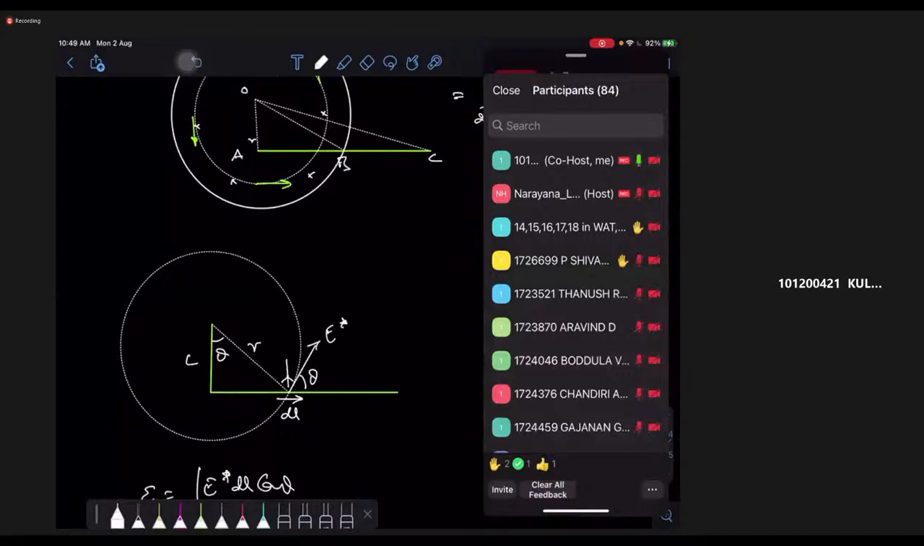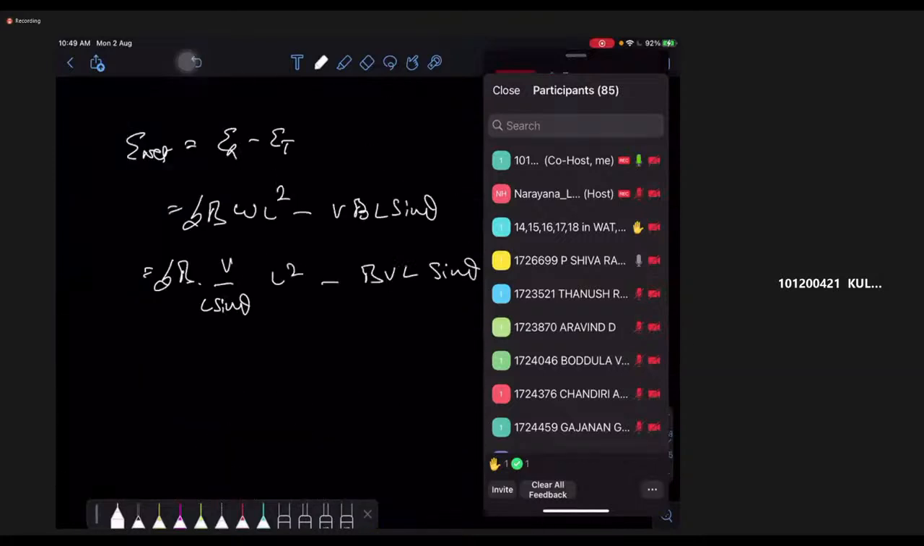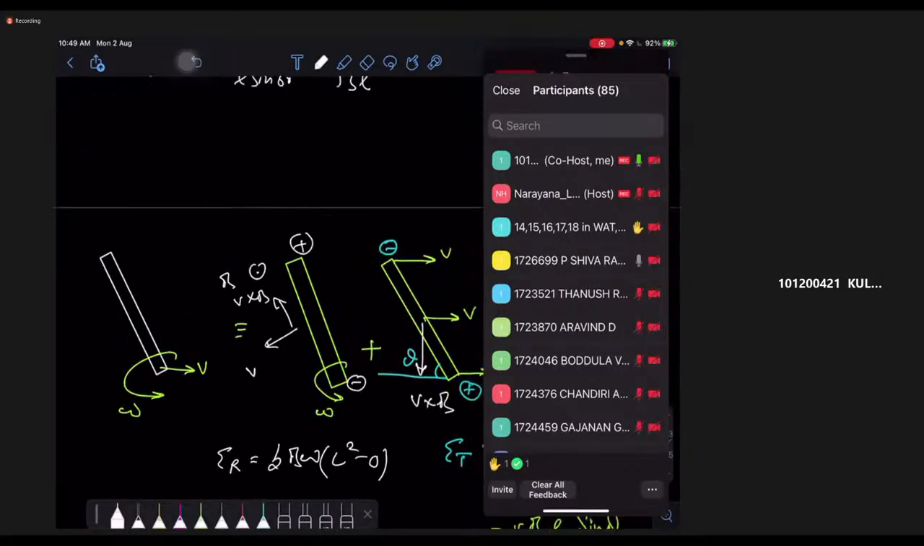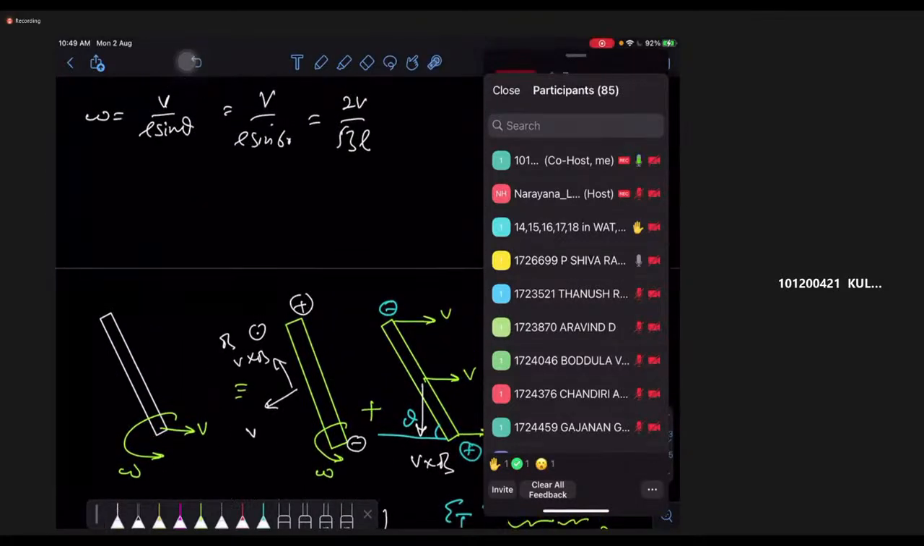Yes, Shiva. Sir, can you explain question number 13 again, sir? What happened in 13? What is the doubt here in 13? Sir, I didn't understand how you took the EMF, sir. How we took the EMF? How we took that, we have already discussed.